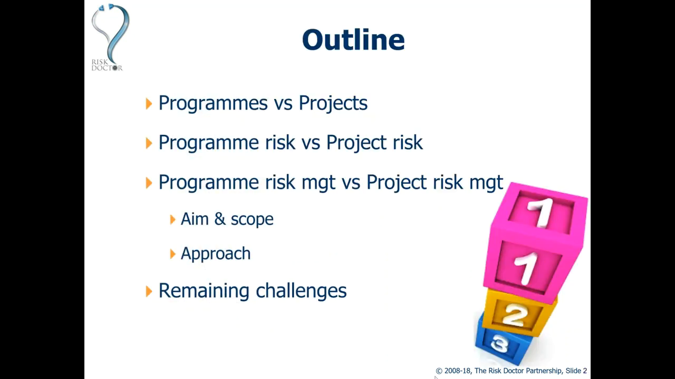here we go, covering these 4 topics, some of which you'll be very familiar with and others I think perhaps you won't be. First of all, what's the difference between programs and projects, and following that, what's the difference between program risk and project risk, and then as a result of that, what do we need to do differently in terms of program risk management as opposed to project risk management. And we'll be looking particularly at the aim and scope of program risk management, as well as the approach that we might take. As I indicated, perhaps program risk management isn't fully defined and matured just yet, so I'm going to end up by talking about some of the remaining challenges that there might be in terms of maturing this area of knowledge and practice.